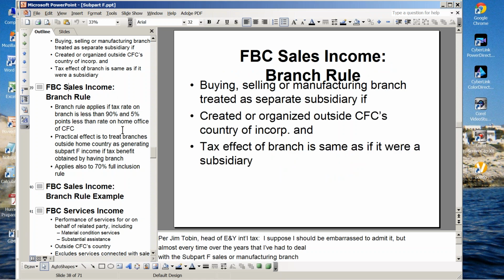The third key part is that the tax effect of the branch in the CFC's country, in that example in Germany, is the same as if it were a subsidiary. And by the way, I used Germany for a reason. Germany, France, and a couple of other European countries, and a lot of Asian countries say income of a branch is not taxed until it's sent back to the home office.